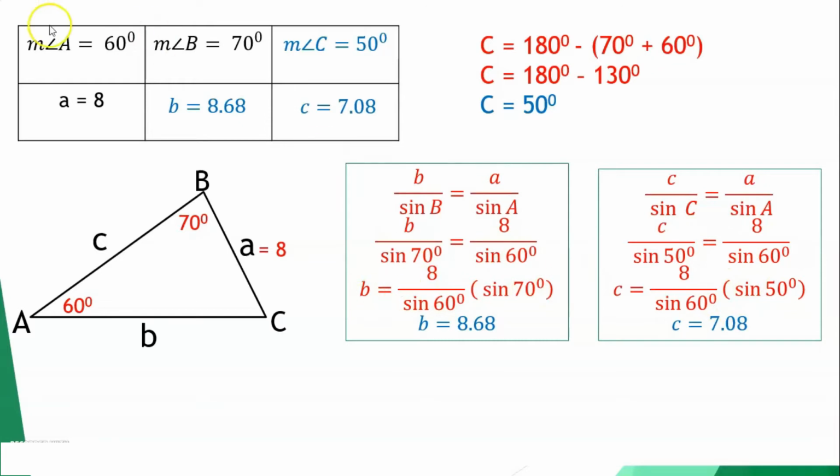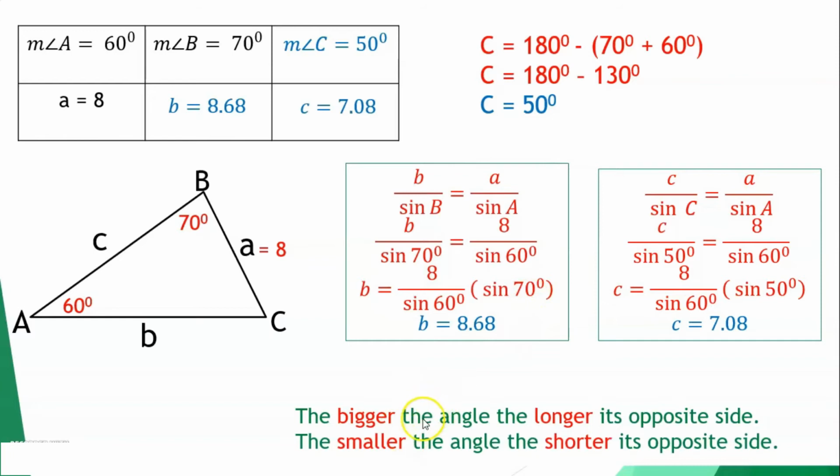So take note of this. Looking at the given, the biggest angle is angle 70 degrees or angle B, and the longest side is side b. While the smallest angle is angle C and the shortest side is side c. So take note of this. The bigger the angle of a triangle, the longer will be its opposite side. Or, the smaller the angle of a triangle, the shorter will be its opposite side. So that is the triangle inequality theorem.